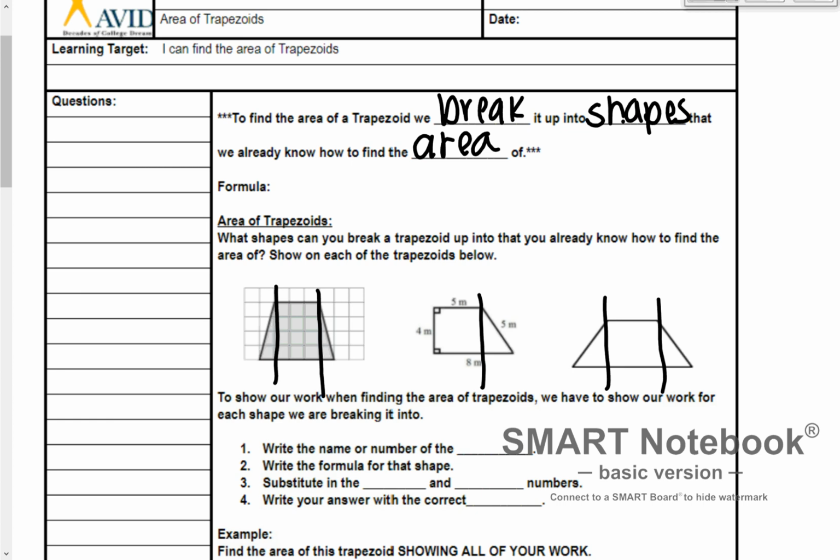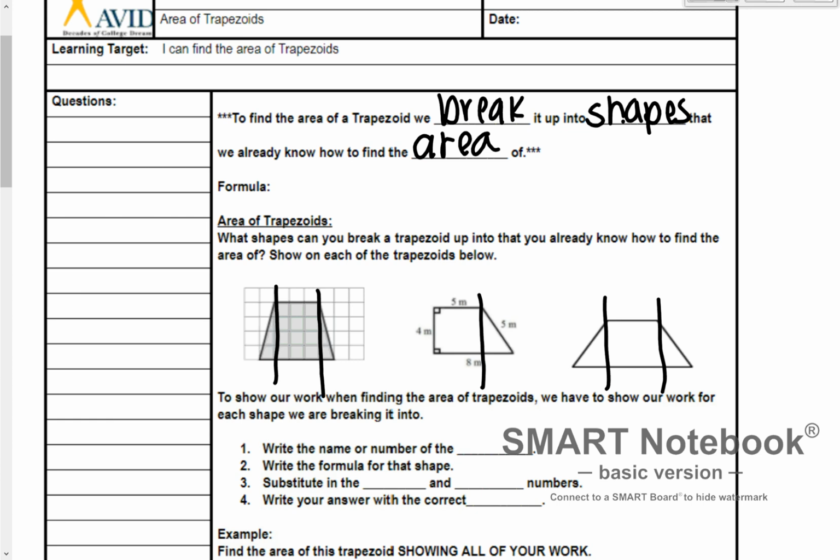Okay, the next one I'm going to show you is to use the formula. Now this formula is not as easy to remember as a parallelogram, a rectangle, or a triangle. So that's why I'm going to show you those two different ways to do it, because sometimes we're not going to remember how to do the formula and I want you to still have a way to solve it. But sometimes we're not given all the correct measurements, so we can't solve it by breaking it up.